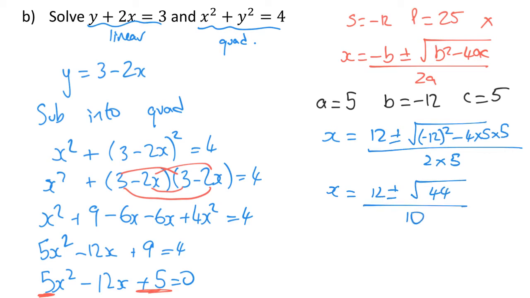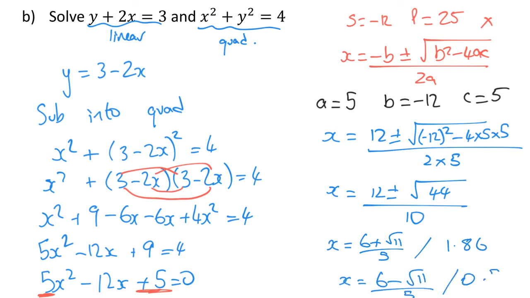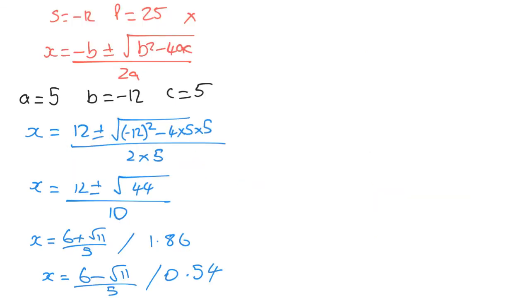Now the 44, that's negative 12 squared, which is positive 144. 4 times 5 times 5 is 100. So we have 144 take away 100. If you type it into your calculator, you should get that as well. And then that works out to be x equals (6 plus the square root of 11) over 5, or 1.86, or x equals (6 minus the square root of 11) all over 5, or 0.54. So we've got our 2 x solutions.